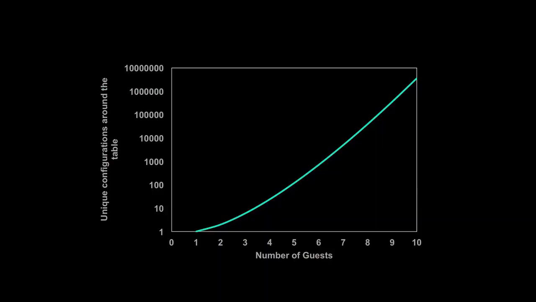Right? But the truth of the matter is, every time I add one person to my dinner table, the number of possible configurations grows exponentially. Right? So we can solve small versions of this problem on classical machines, but we don't solve big versions of this problem very well at all.